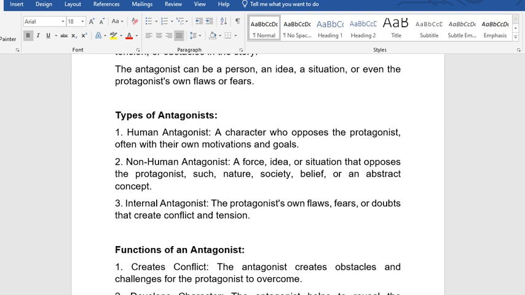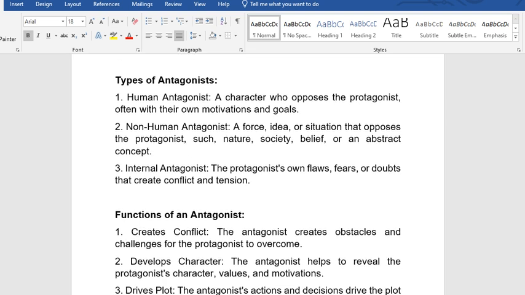3. Internal antagonist. The protagonist's own flaws, fears, or doubts that create conflict and tension. So in this situation, the protagonist is the same person as the antagonist. So the protagonist is brought down by his own flaws and his excesses in the play.